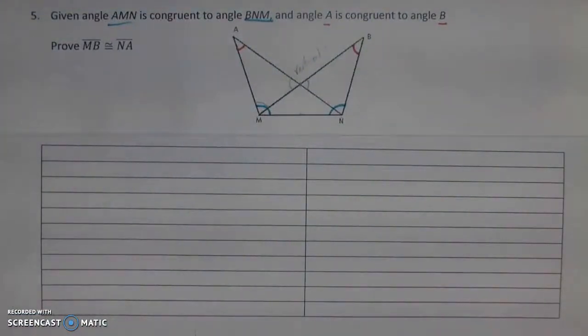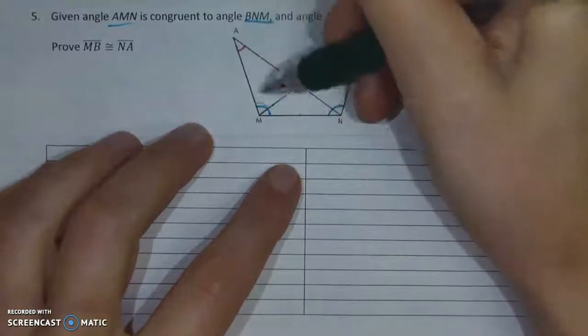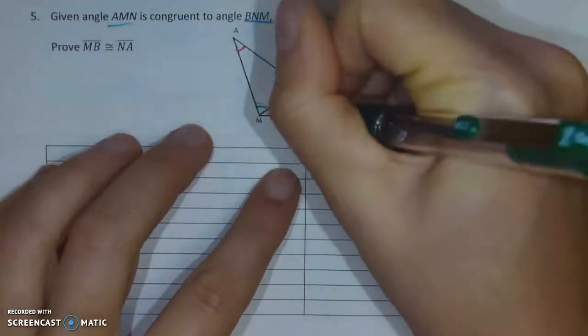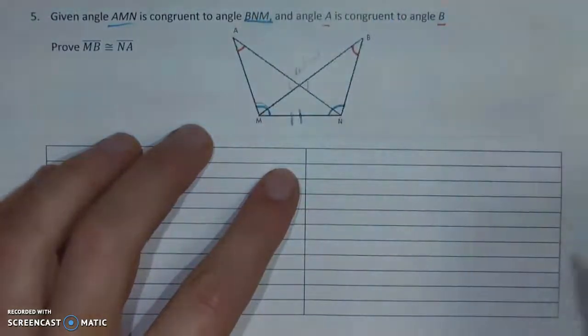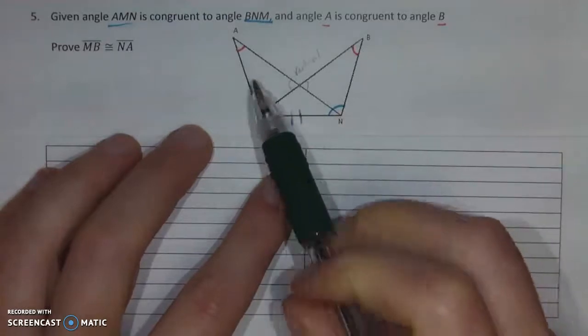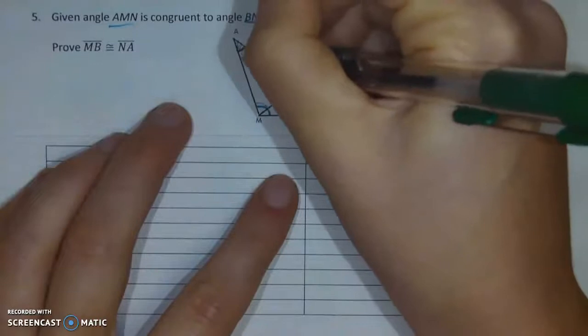One other thing that we always look for after vertical angles is reflexive or shared things. And here, if I'm looking at this picture, I can see that there's overlap between M and N, meaning that this side is congruent to itself. Now that can be really useful because now I have a side and two angles. And it's a good idea to look at what triangles you're referring to here.